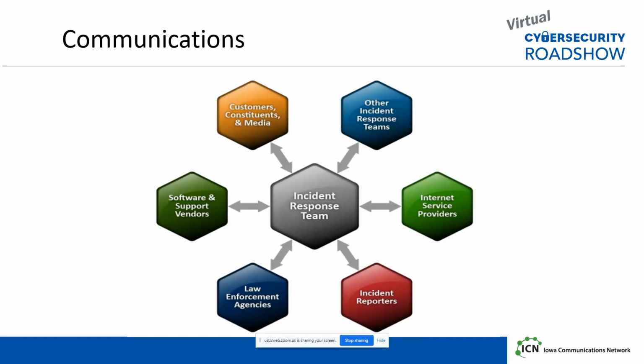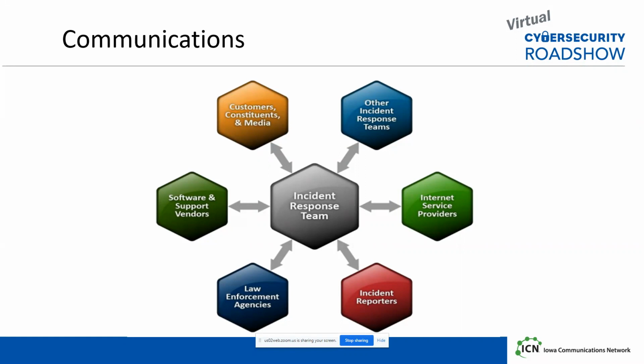Communications is going to be a big part of any incident response policy, plan, and procedures. So the incident response team, or whoever is responsible to respond to the incident, does have to collaborate with other entities. That can include other areas of the organization. It can include customers, constituents, the media, your internet service provider, law enforcement agencies, software and support vendors, and the like.